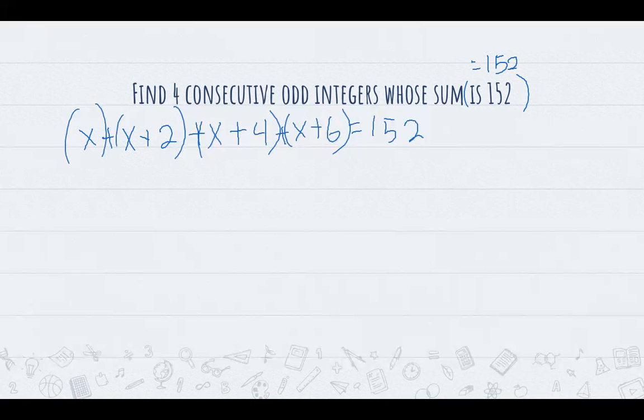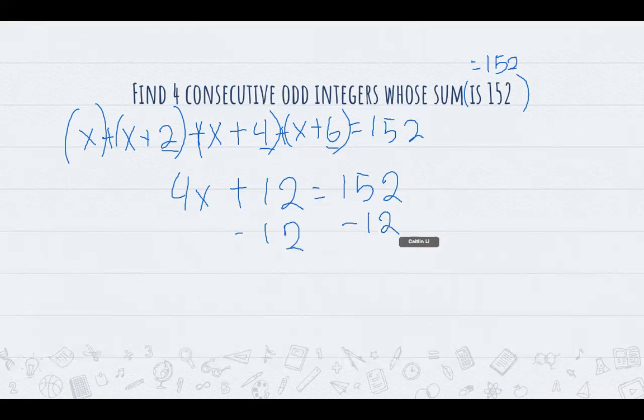And now we will be combining like terms. So we're just going to add all our x's together, which will give us 4x, and our numbers, which will give us 12, equal to 152. We subtract 12 on both sides to get 4x alone.